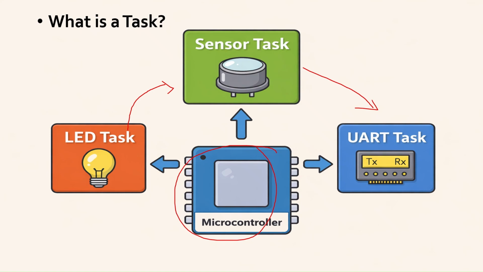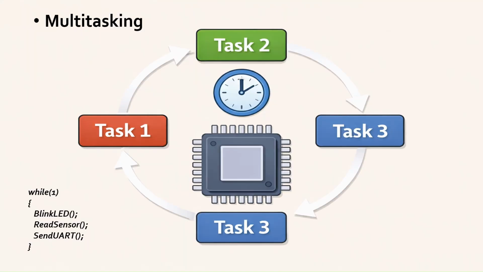So, remember this: a task is an independent function, has its own stack and its own priority, and is controlled by the scheduler. So, why is multitasking needed? Let me show you a typical problem. Suppose you write code like this. Now, what if read sensor takes 500 milliseconds? Everything else waits. LED freezes, UART stops, the system becomes slow. This is called blocking.